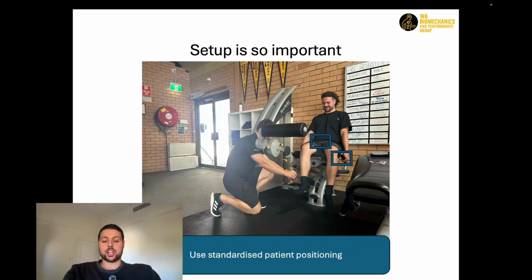We also want to use standardized patient positioning. So we want to make sure that the patient's positioned in the same spot every time. If I'm holding those handles like I've shown you there, I'm going to hold those handles next time. If I'm sitting my bum in the back of the chair, I'm going to do that next time as well, and so on. My foot's hanging off the edge there. I need to make sure I'm in that same position next time.